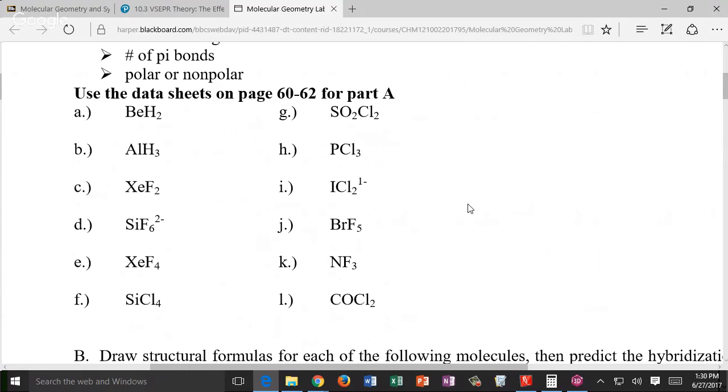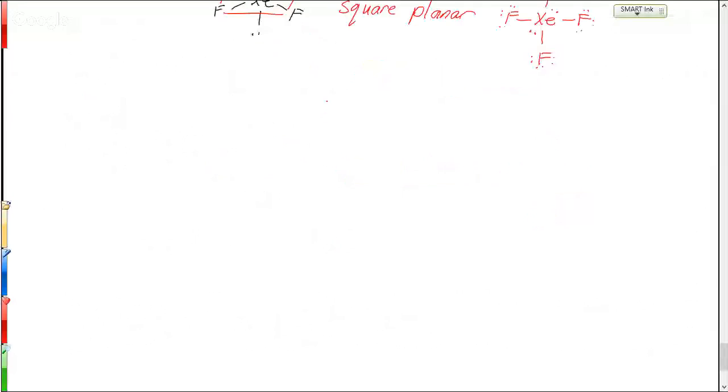So let's do one together, and then you can work on the rest of them. Which one do you want to do together? Let's do A. All right. So first, we're going to come up with a Lewis structure for BeH2.